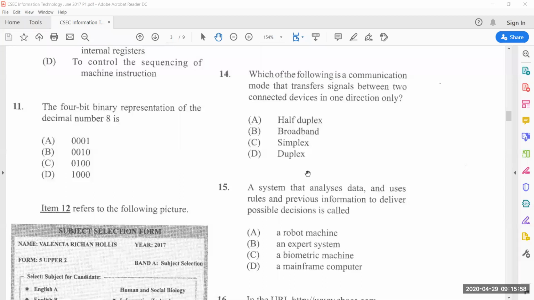Sir, is half duplex. Right. So the question is about transferring signals between two devices in one direction only, and based on that information, the answer will be simplex, one direction only. Remember, half duplex is transferring signals between devices in both directions, one direction at a time. In this case, the question only stated one direction only, so it will be simplex.